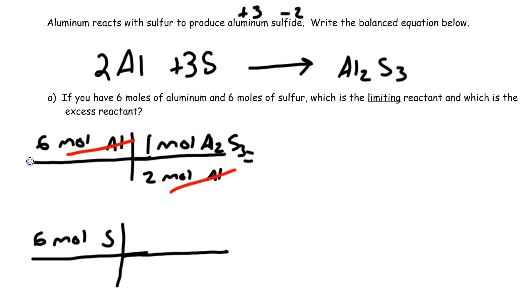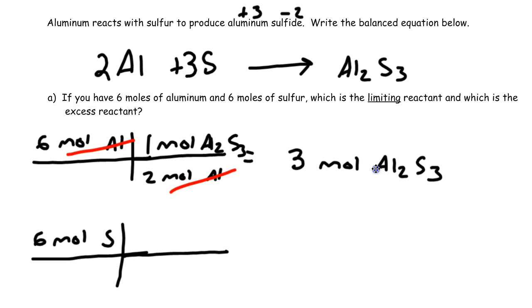So like any stoichiometry conversions, we're going to multiply across the top, so 6 times 1, divide by the bottom, so 2. So 6 divided by 2, that means that if aluminum was the limiting reactant, I would get 3 moles of aluminum sulfide, Al2S3, before my reaction stopped. Because remember, once we run out of a reactant, our reaction stops.